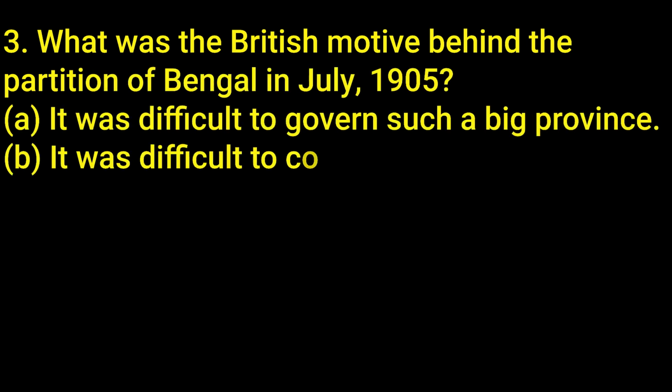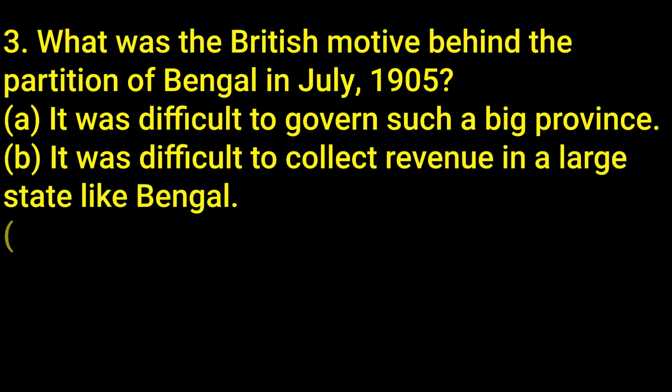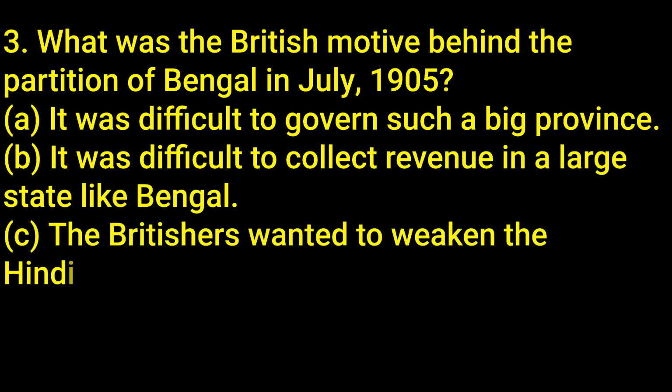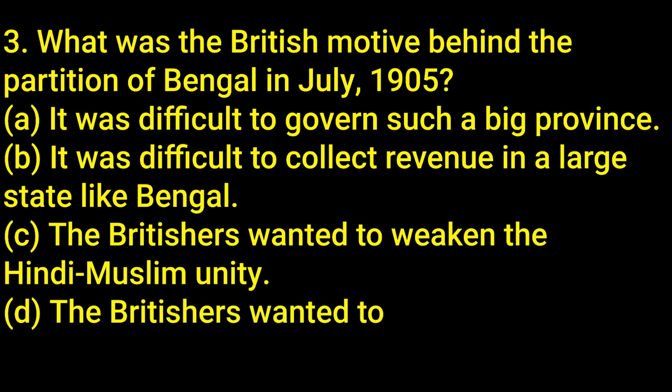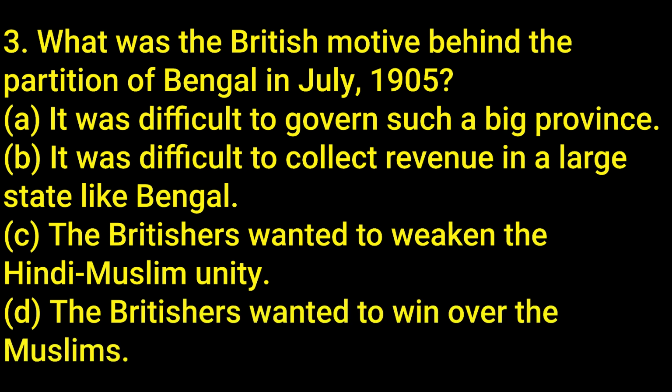3. What was the British motive behind the partition of Bengal in July 1905? A. It was difficult to govern such a big province. B. It was difficult to collect revenue in a large state like Bengal. C. The Britishers wanted to weaken the Hindu-Muslim unity. D. The Britishers wanted to win over the Muslims. Answer C. The Britishers wanted to weaken the Hindu-Muslim unity.